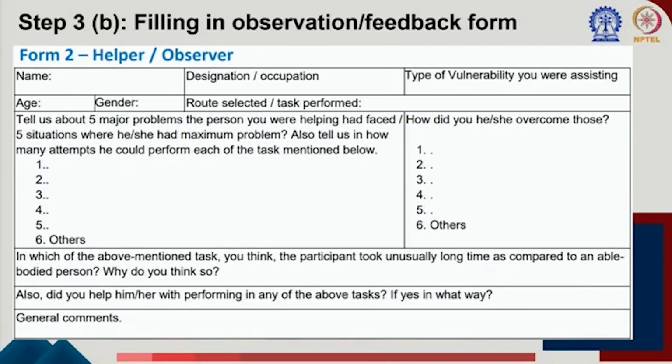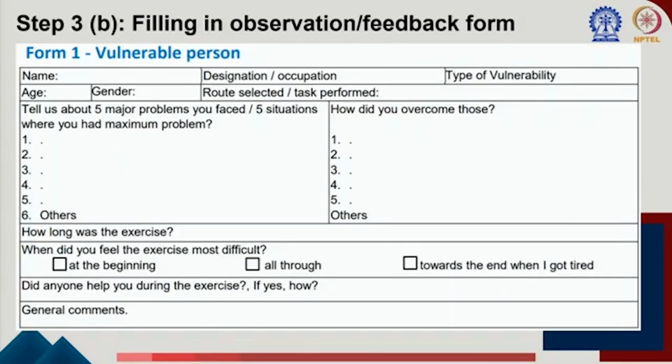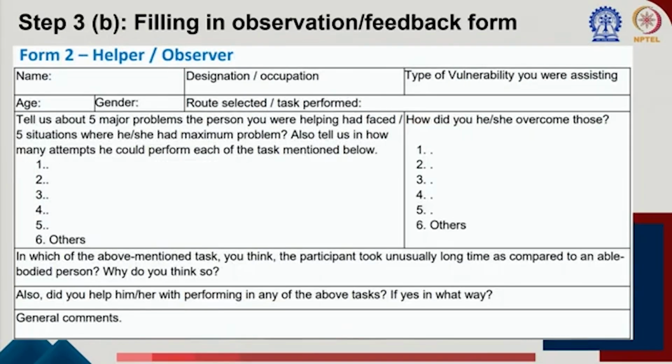So what we are doing is comparing the 5 major problems of the person with the 5 major problems faced by those who were helping. They may or may not be the same, because maybe someone is having pain walking, but the other person sees that he is walking. So you cannot say exactly. So that's the intangible barrier.